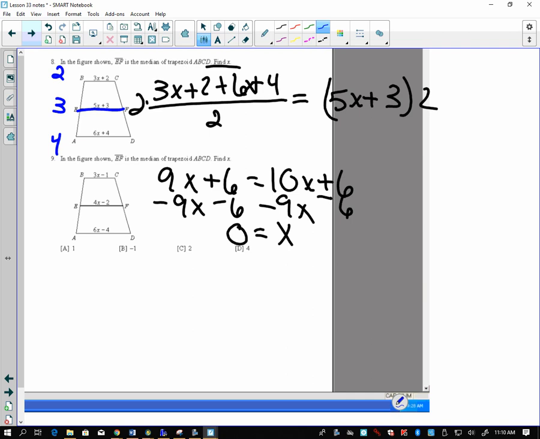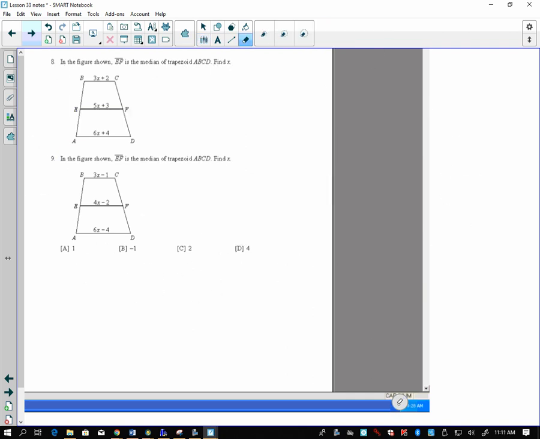All right, you would do the same thing on number 9 that we just did there. And the answer that you would get would be 1. Okay, so you're going to take 3x minus 1 plus 6x minus 4, divided by 2, equals 4x minus 2. Multiply by 2 on both sides, combine like terms on the left, solve for x equals 1. Okay, all right, so we're good there.